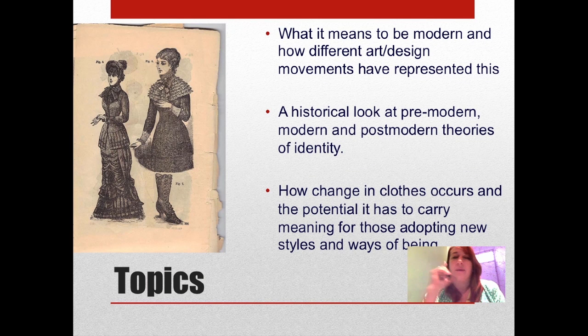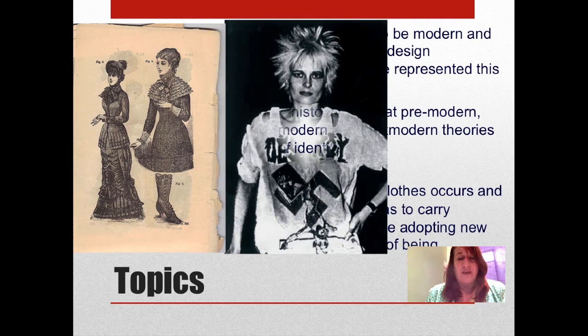The key topics that I'm going to be covering are the aspects of what it means to be modern and how different art and design movements have represented this. It's also going to be about a historical look at pre-modern, modern and postmodern theories of identity, and as I say, looking at when these occurred and what relevance they may have to us as fashion and costume designers. It's also about how change in clothes occurs and how this change has potential to carry meaning for those adopting new styles and ways of being.